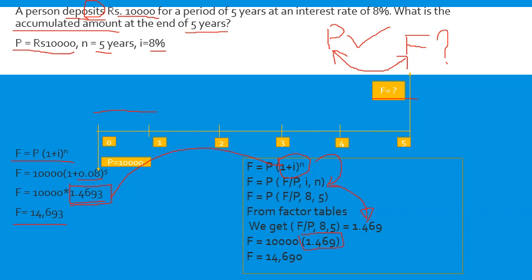How the factor tables have been prepared? Factor tables have been prepared for the bracketed factor. So this bracketed factor value are there in the factor tables. Instead of using the formula, I can use the factor tables and still get the answer. 14,690 versus 14,693 rupees, the difference is negligible because factor tables are approximate, they are not exact values. So this method can also be followed.